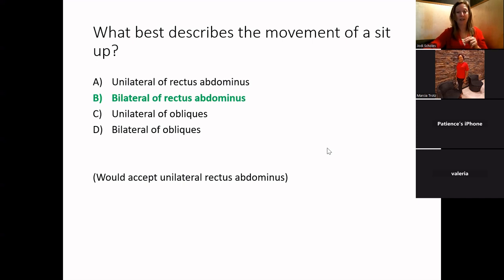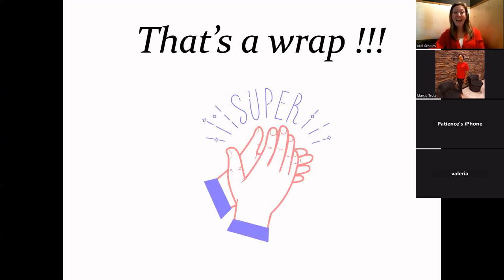Bilateral of rectus abdominis. Now, we did see two pictures, right? The best answer here is bilateral of the rectus because of a traditional sit-up. But you could consider that unilateral movement also a sit-up. But in this case, the picture we saw was the bilateral movement of the sit-up, of the rectus abdominis. Yay!